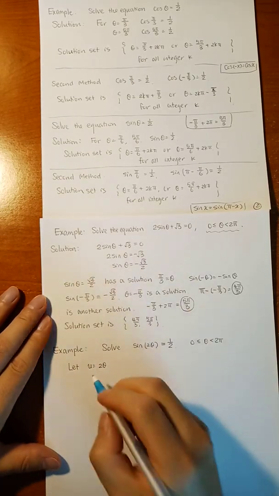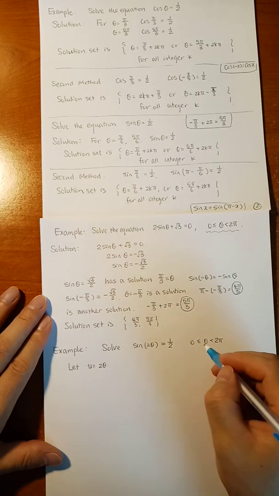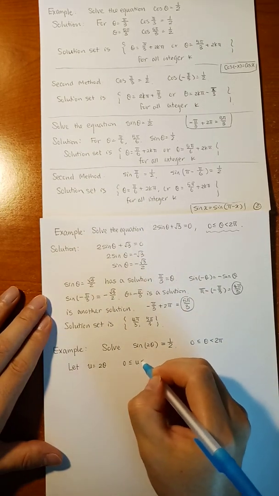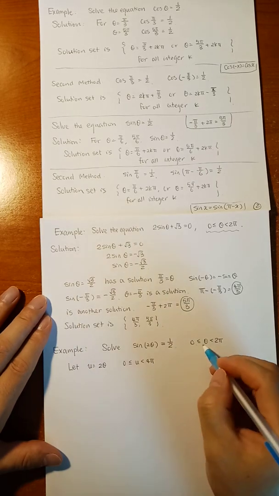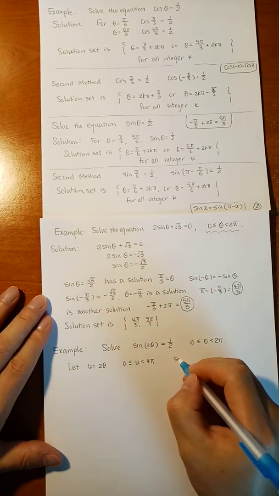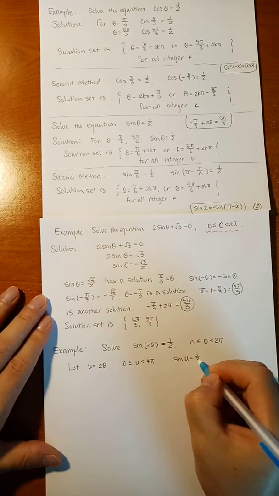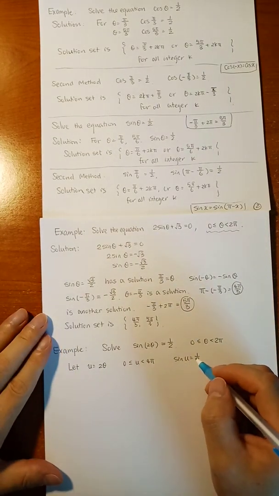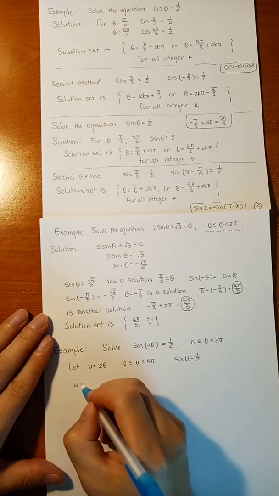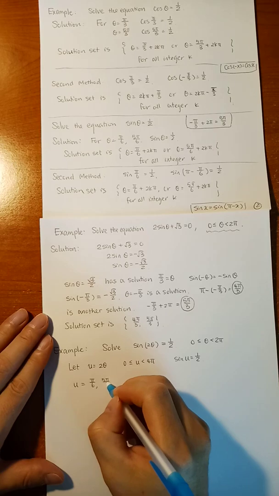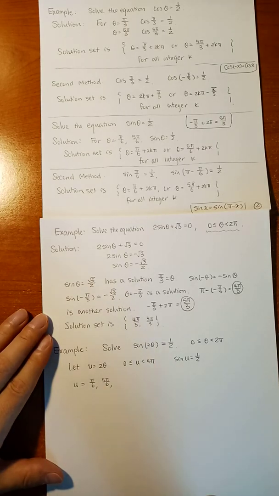We just use u equal to 2 theta. Theta is between 0 and 2 pi, so u is between 0 and 4 pi. You multiply the three sides by 2, you will get u between 0 and 4 pi. Then we have sine u equal to 1/2. Okay, sine u is 1/2, from the evaluation table u can be pi over 6 or 5 pi over 6, two solutions.